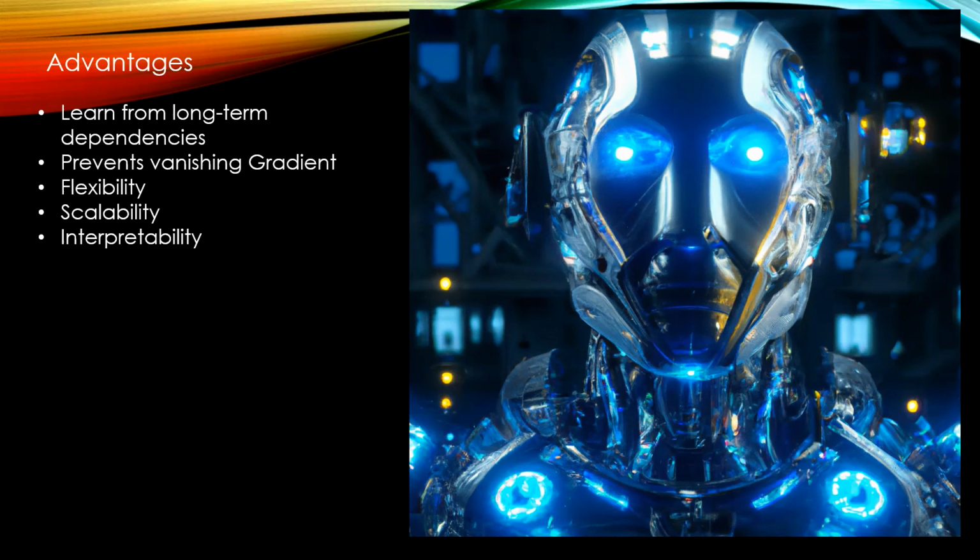LSTM networks use a gating mechanism to prevent the vanishing gradient problem that traditional RNNs often face. This allows LSTM networks to learn more effectively from long sequences. The third important advantage of LSTM is flexibility. LSTM networks can be used for a variety of tasks such as time series forecasting, natural language processing, and speech recognition. They can also be combined with other neural network architectures to further enhance their capabilities.